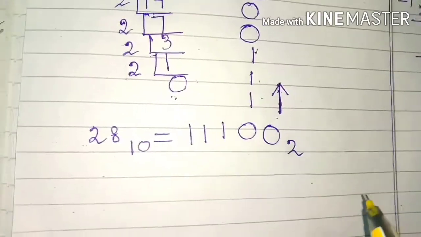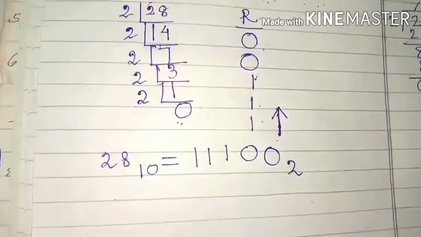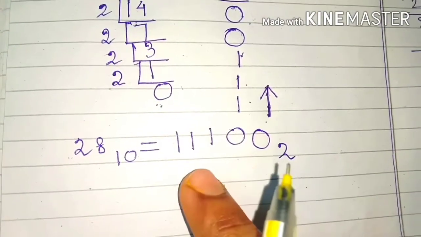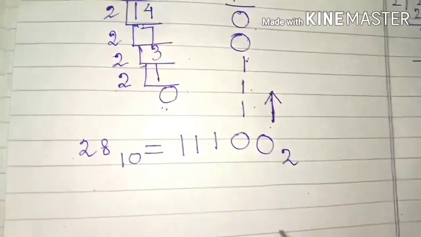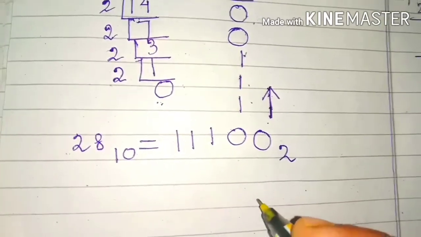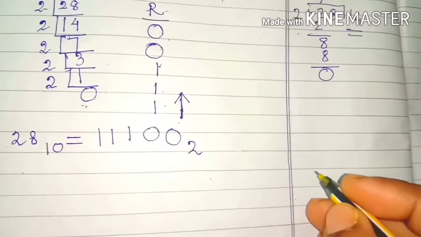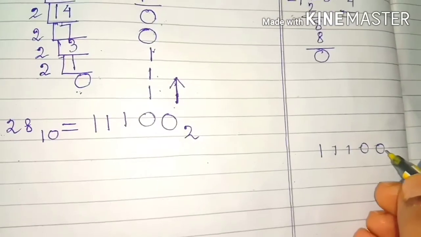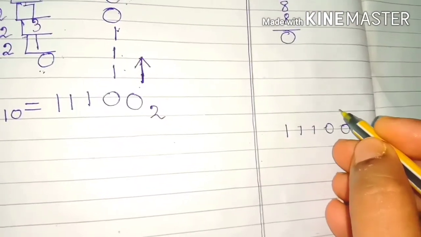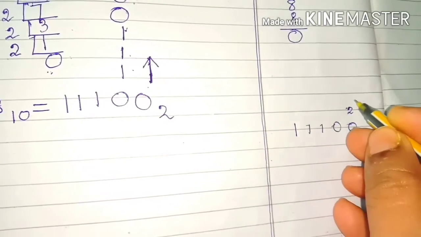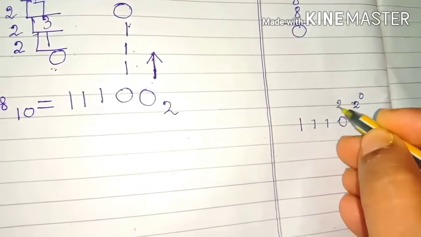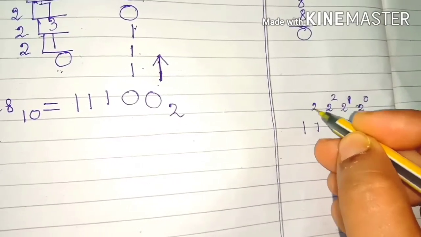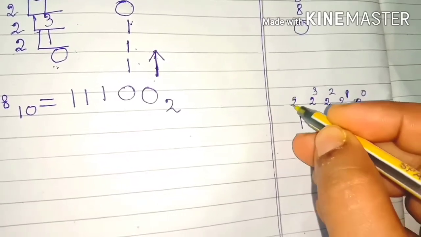You can check it. I have already taught you in another video. How do you check whether it is correct or not? It is a way to check. You write in a separate place 1 1 1 0 0, and you just write the base to the power position here. It will show you whether you have done it correctly or not.